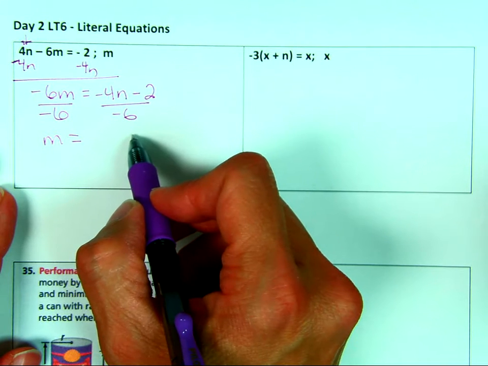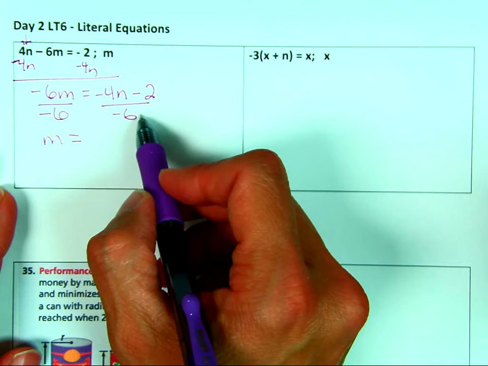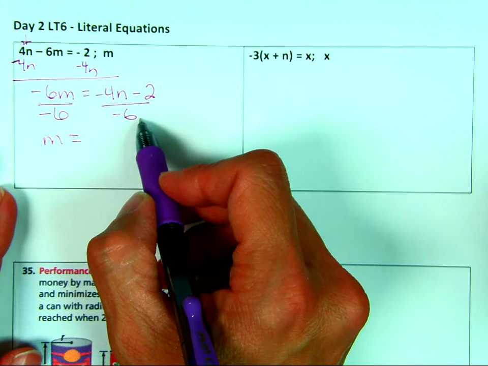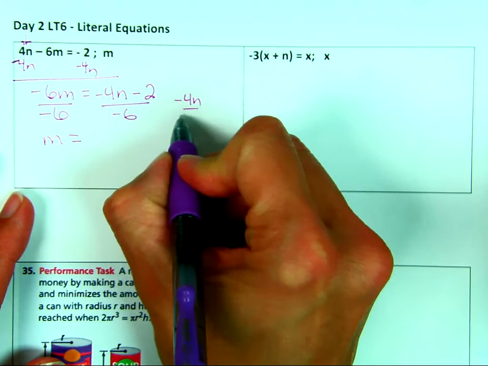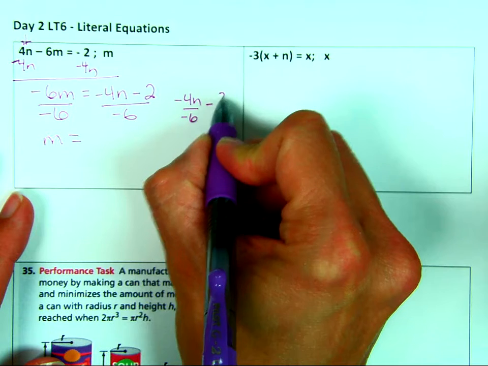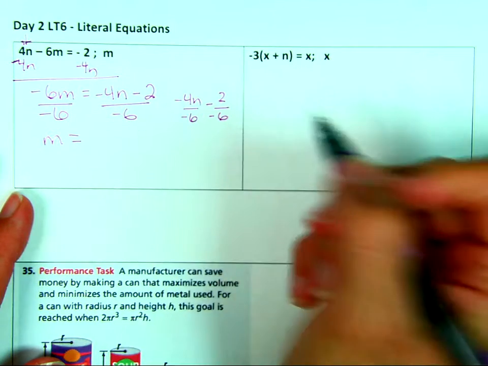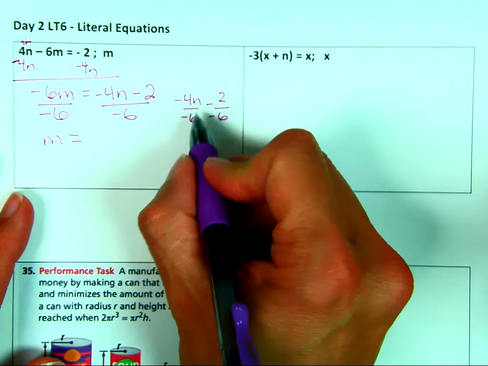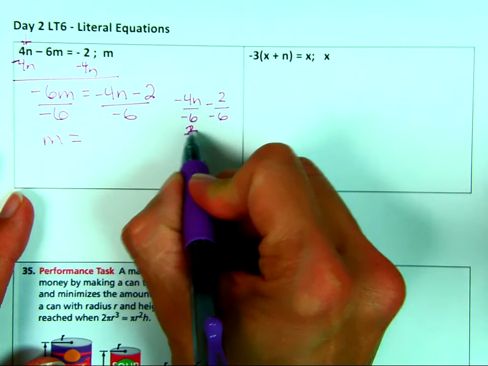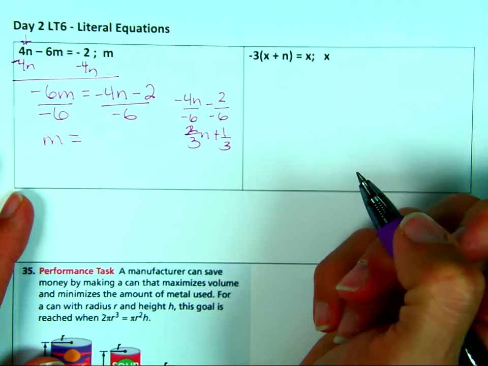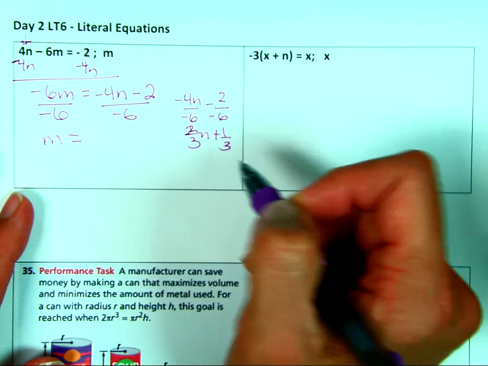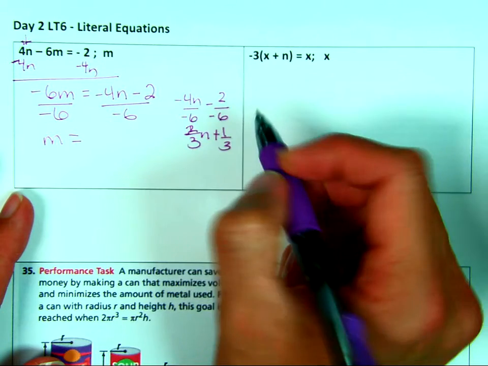over -6. Now, this is the answer, but it's not considered simplified. So there's two ways you can look at it. You could split it up into two fractions, like that, and you could simplify them, and get 2/3 n minus 1/3, plus. Everything's negative, so it's going to change. Negative divided by a negative is a positive. So this is an answer.